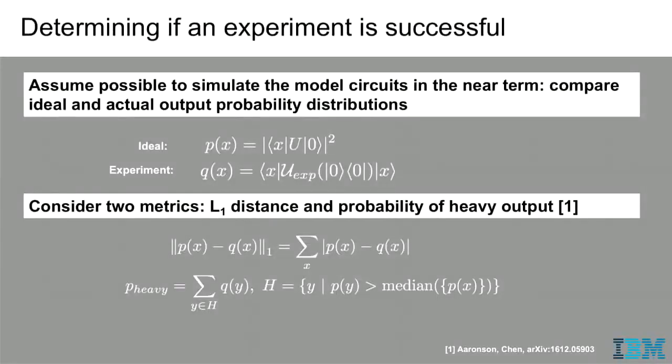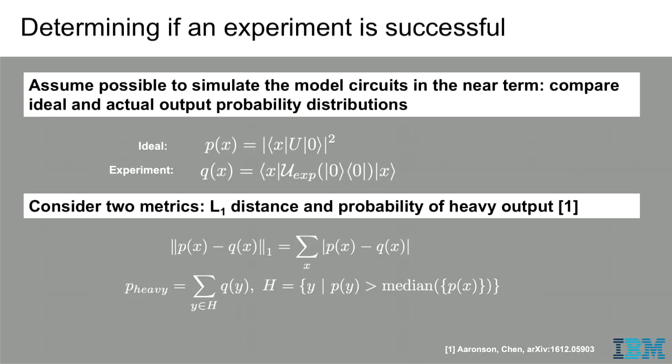So we're going to assume that we could simulate this circuit. And so we're going to have this ideal output probability, and then we're also going to have this experimental output probability distribution. And you could consider 2 different metrics. One is how far away these ideal and experimental states are, the L1 distance. And then you could also think about the probability of heavy output, which is described in this Aaronson and Chen paper. I won't explain it here.